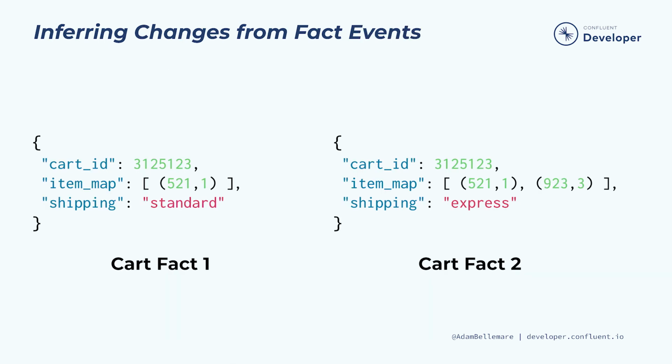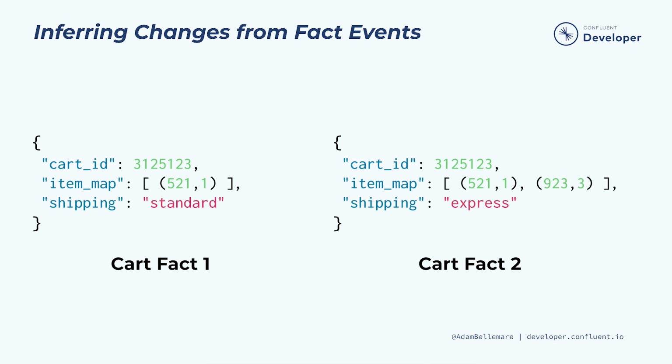We can also use fact events to infer a change, though it does require that we have 2 states to compare. In this case, the first fact contains just 1 item in the shopping cart. The second fact shows the addition of 3 more items, as well as changing the shipping to express. If the consumer wants to infer what changed from fact 1 to fact 2, they will need to maintain a copy of local state and infer the changes between these 2 facts themselves.